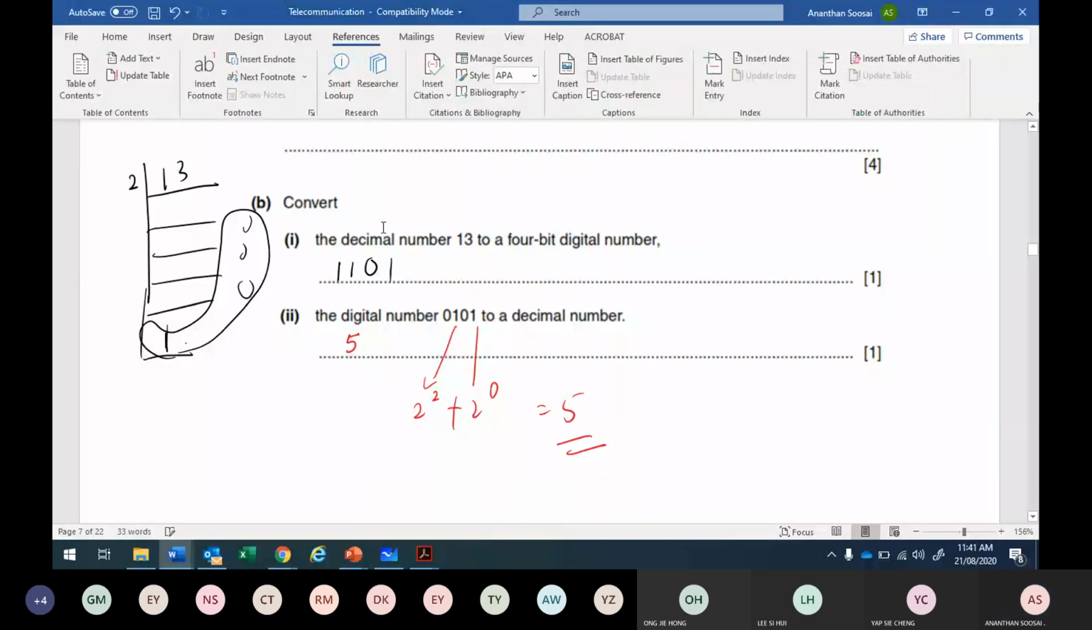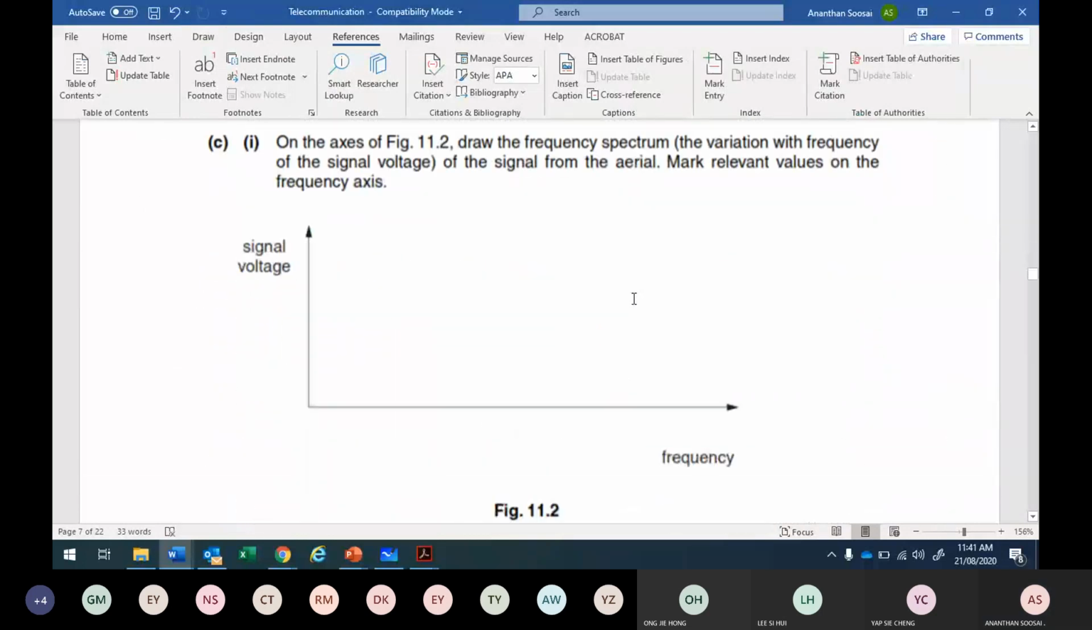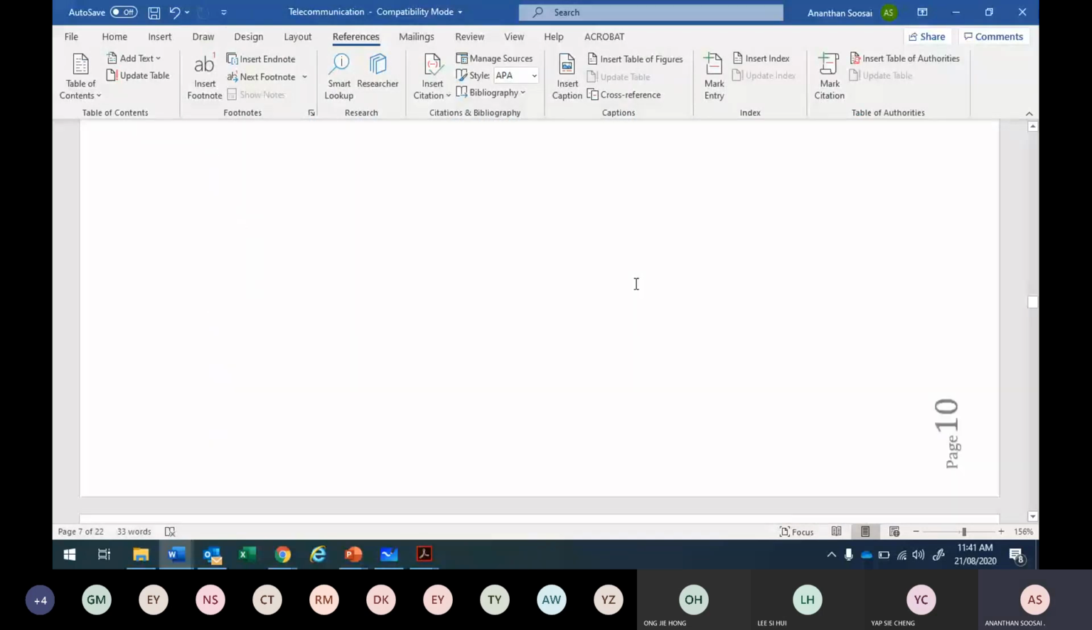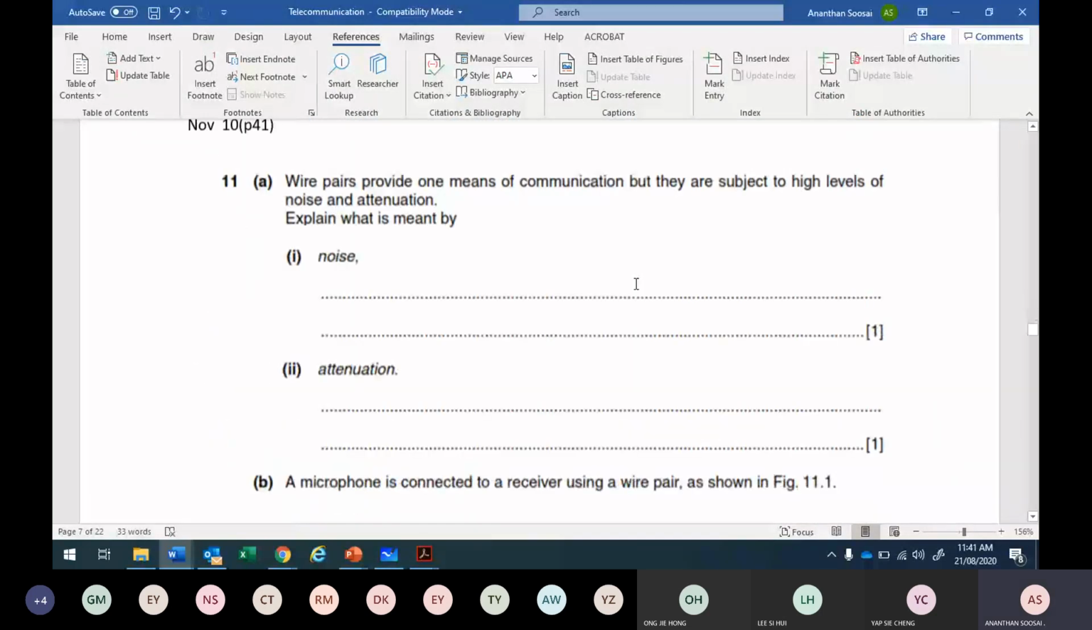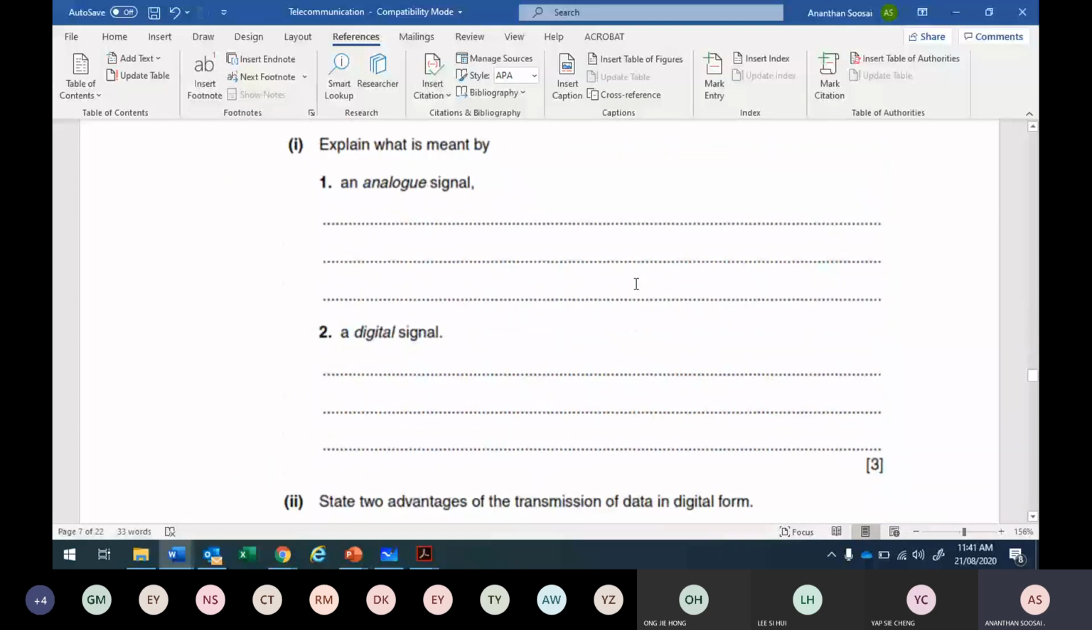Okay. So this is AM. Let's keep this. Digitalization. It's all our past years. I already posted this. Give a try.